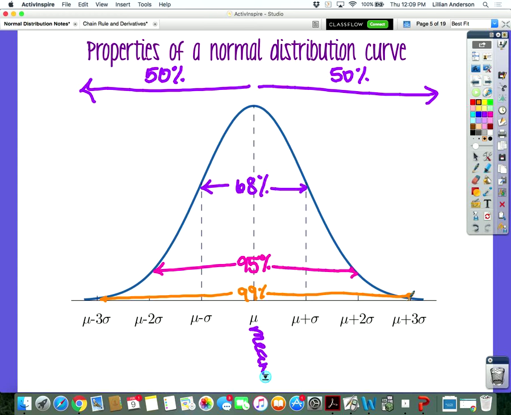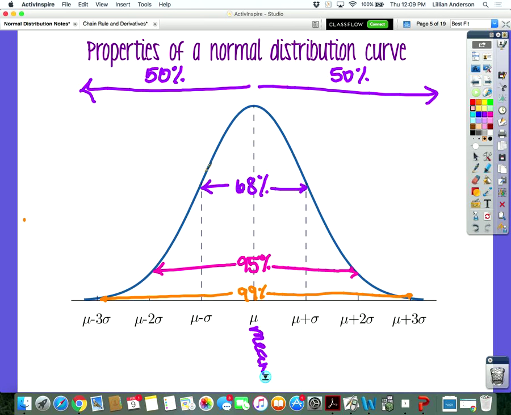So how much is underneath the whole curve? 100%. What else do you need to know? One thing to keep in mind: even though 68% of your data lies within one standard deviation, realize that the mean splits all of these things in half.